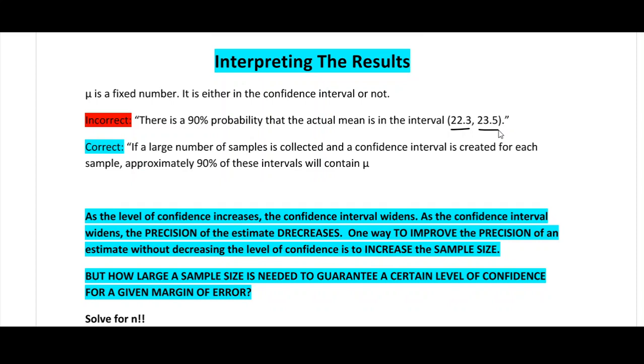So that means that if I did this 100 times, I got a confidence interval from here to here, another confidence interval from here to here, another from here to here, and I did this, like I said, 100 times, right? About 90% of them would contain the mean. About 90 of them out of 100 would contain the actual mean of the population.